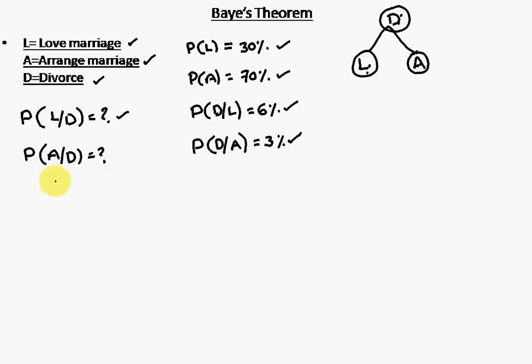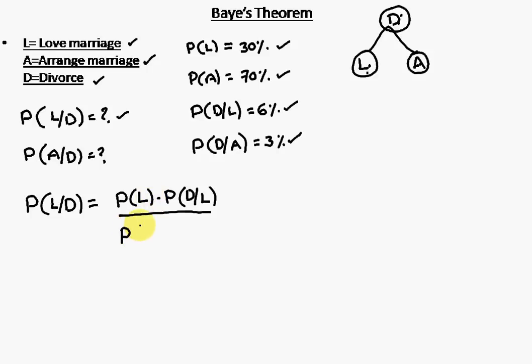Now we are going to write the formula for probability of L given D occurs. The formula is very simple. Probability of L into probability of D given L occurs. That means you are reversing this one, you are going to get this one. Whatever you have written in the numerator, you write it in the denominator: probability of L into probability of D given L occurs, plus.